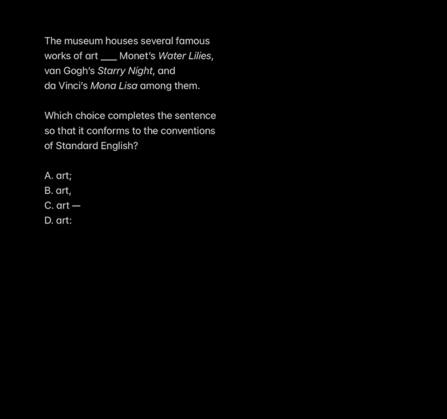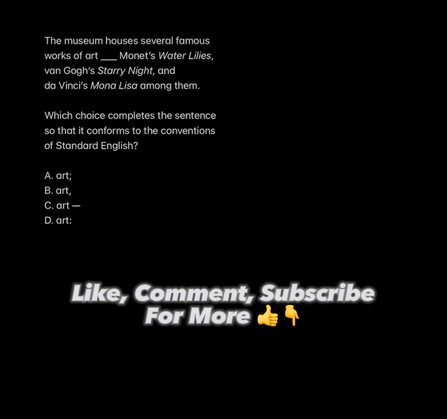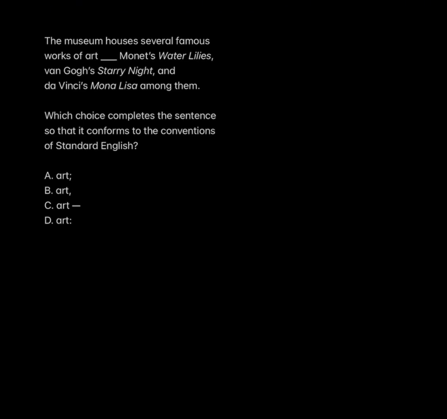So this is why the best answer choice for this question is going to be D, art with a colon. That's because a colon is used after an independent clause to introduce a list, a further explanation, or some sort of clarification, and this is what we have here. We have an explanation following this, which says Monet's Water Lilies, Van Gogh's Starry Night, and Da Vinci's Mona Lisa among them. So that's why D is the correct answer choice.